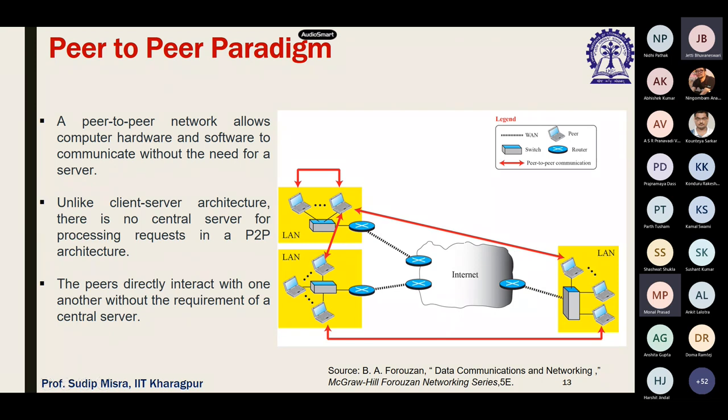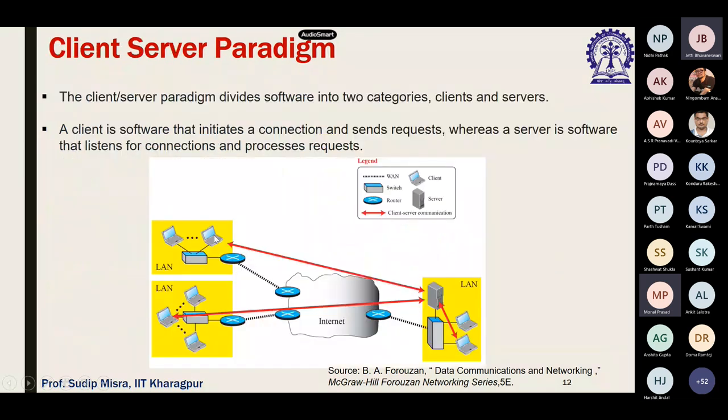So in a peer-to-peer network, you have hardware and software that can enable the communication between two different computers without the need for a server. So there is no centralized server for processing the peer-to-peer communication requests, right? So there is no involvement of the servers. The peers basically directly interact with one another without the requirement of a central server. This is how peer-to-peer communication takes place. So you see, peer-to-peer, no server, peer-to-peer. Earlier it was client to server. So that's the paradigm difference between these two.